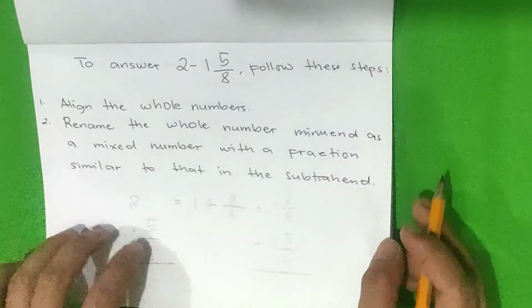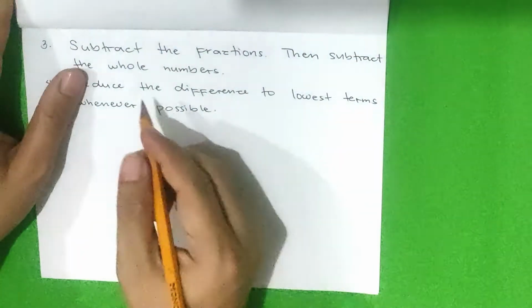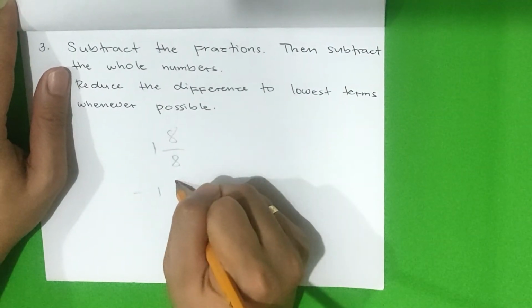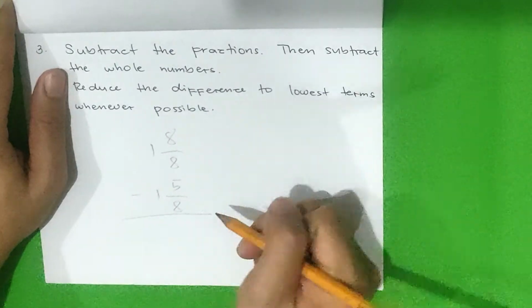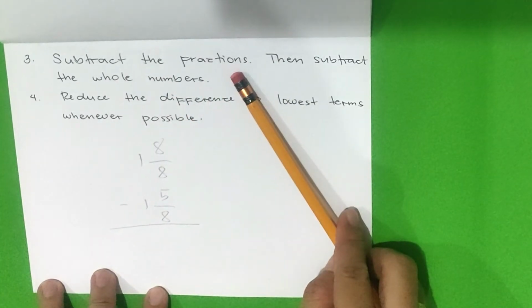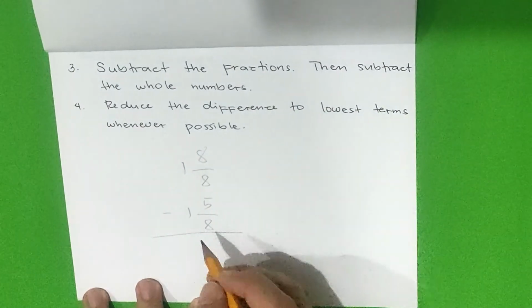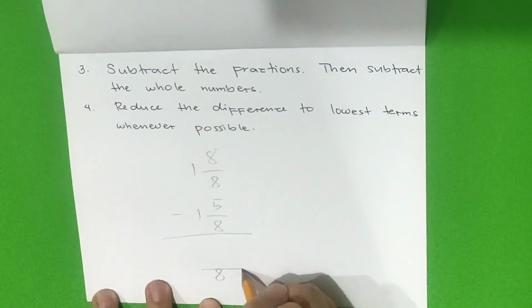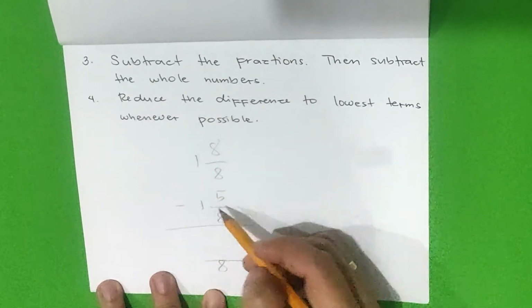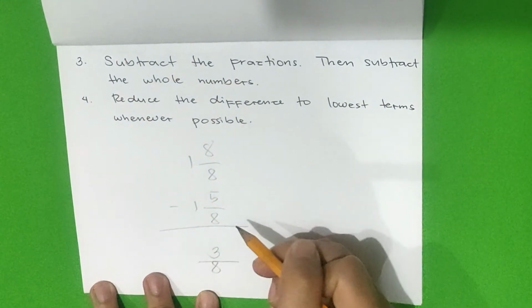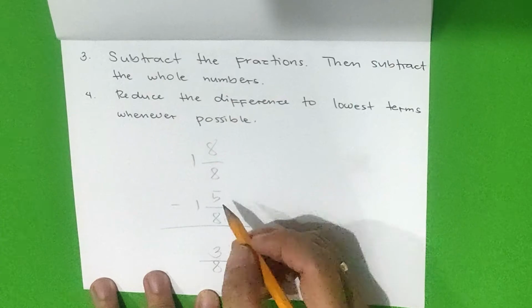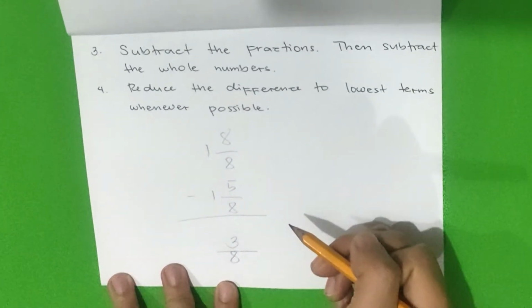Since our fractions, 1 and 8/8 minus 1 and 5/8, are similar fractions, let's now have our third step. Subtract the fractions, then subtract the whole numbers. Let's just copy the denominator 8 and subtract the numerators 8 and 5. 8 minus 5 is equal to 3. And 1 minus 1 is equal to 0. So no need to write 0 as a whole number.